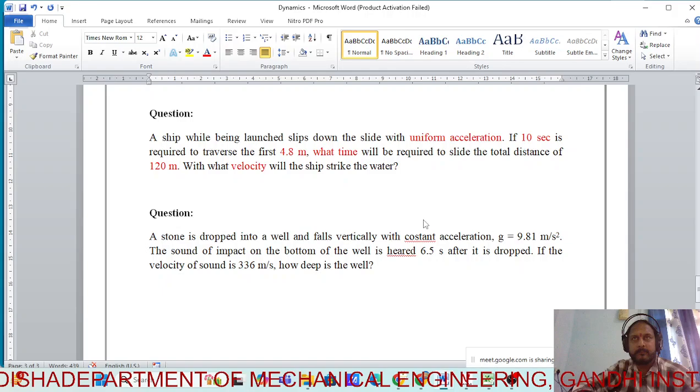T1 seconds. Okay. Now when it hits the water, now who is traveling? When the stone is hitting the water, who is traveling? The stone is traveling or the sound is traveling?